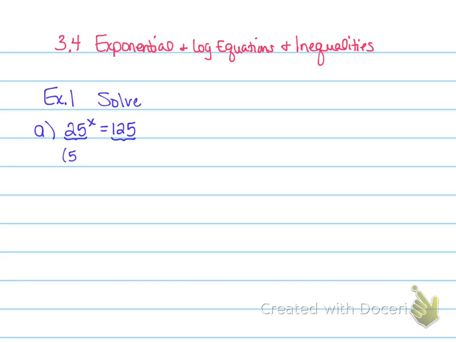So 25 is 5 squared to the x, and 125 is 5 cubed. And then right here on the left, we have power to a power. So it's 5 to the 2x equals 5 cubed. The one-to-one property says we can get rid of the bases because they're equal. Therefore, 2x has to equal 3. Divide both sides by that 2, and we see that x is equal to 3/2.